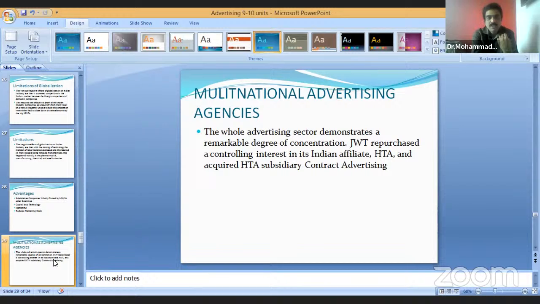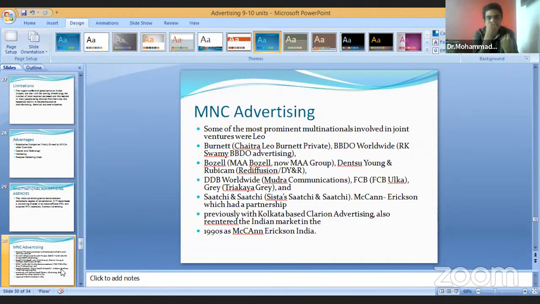The whole advertising sector demonstrates a remarkable degree of concentration. JWT repurchased the controlling interest in its Indian affiliate HTA, Hindustan Thompson Associates, and also acquired the HTA subsidiary, Contract Advertising. Some of the most prominent multinationals were involved in joint ventures: Leo Burnett, Chaitra and Leo Burnett Private Limited became BBDO Worldwide. RK Swamy BBDO Advertising, Boswell, now Madison Group, Dentsu Young and Rubicam. Next, DDB Worldwide, Mudra Communication, and FCB Ulka became FCB.